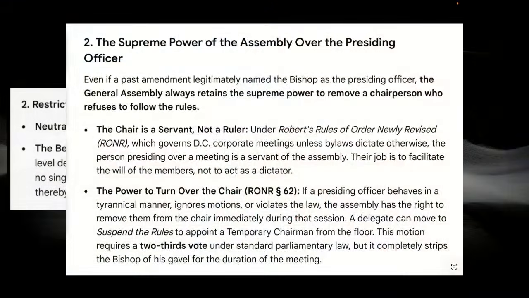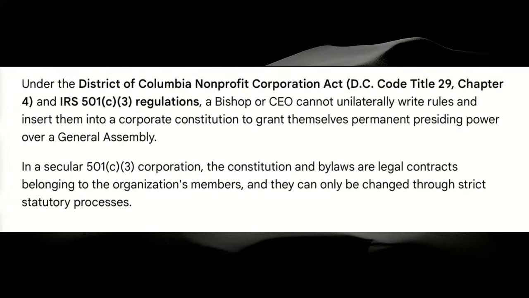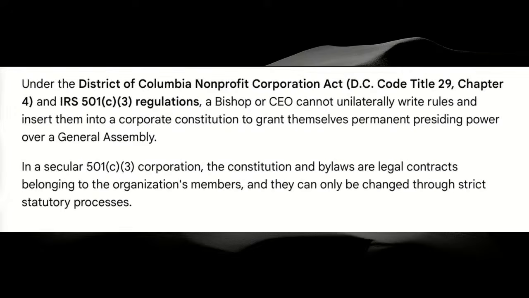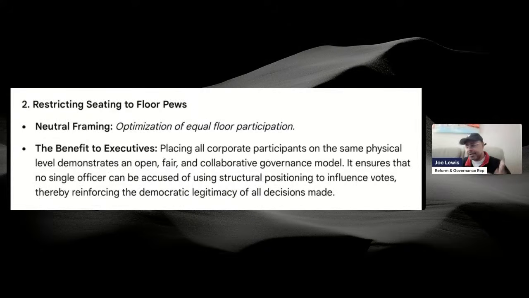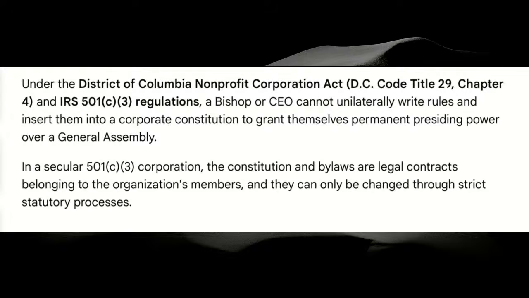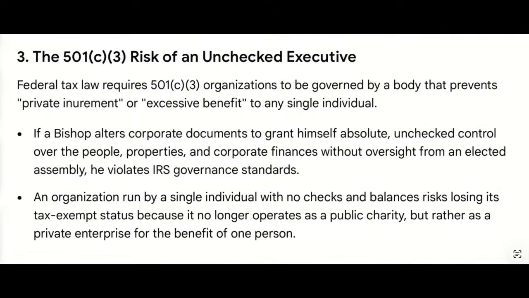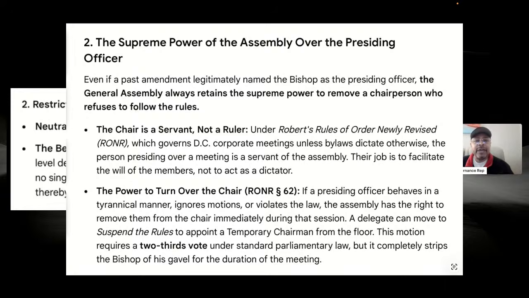Under Robert's Rules of Order, back to the page, please. The next, under Robert's Rules of Order, I'm sorry, that was correct. The one you just had. Under Robert's Rules of Order, supreme power of the assembly, under Robert's Rules of Order, newly revised, which governs DC corporate meetings, right?